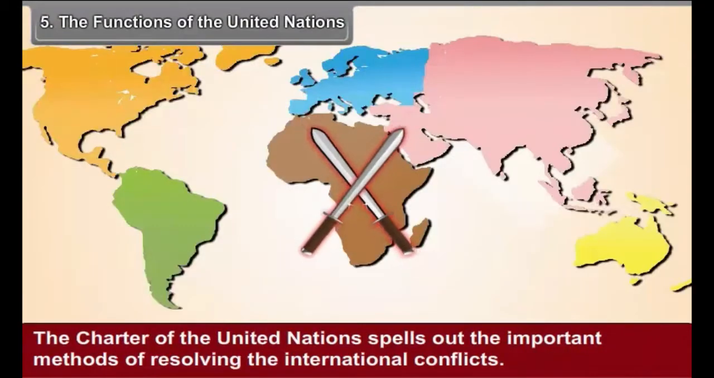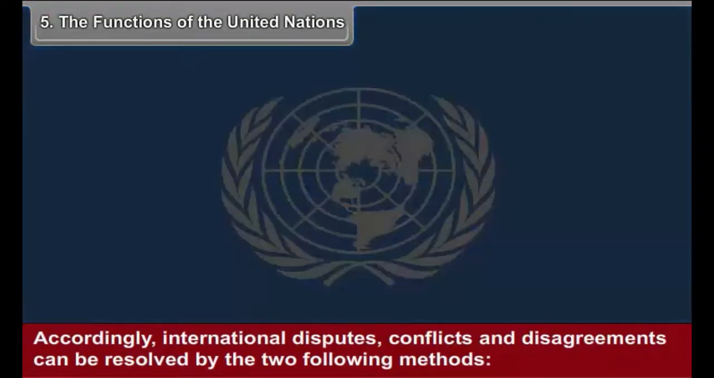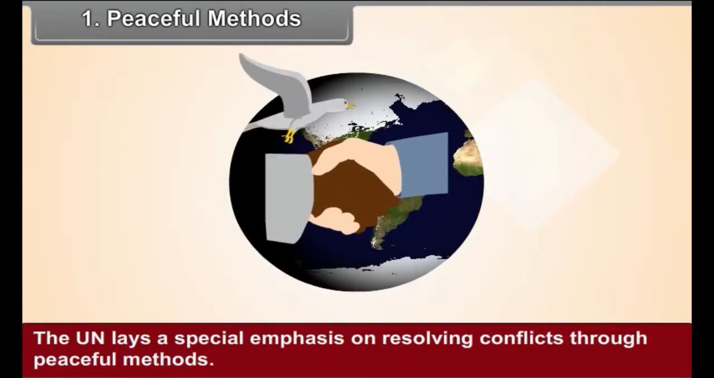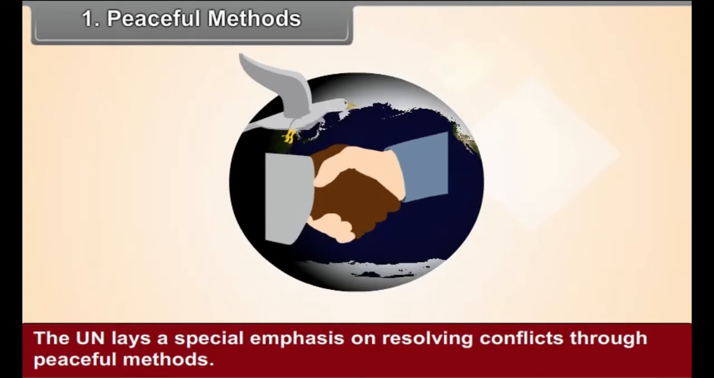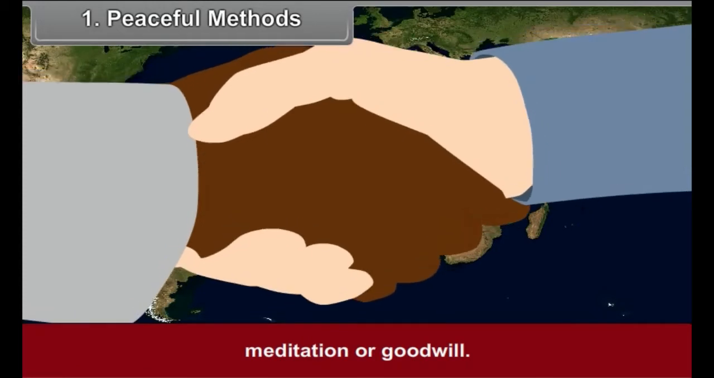The Charter of the United Nations spells out the important methods of resolving international conflicts. Accordingly, international disputes, conflicts and disagreements can be resolved by the two following methods. 1. Peaceful methods. The UN lays special emphasis on resolving conflicts through peaceful methods. The UN expects that the nations that have disputes or disagreements would solve them through negotiations, mediation, or goodwill.